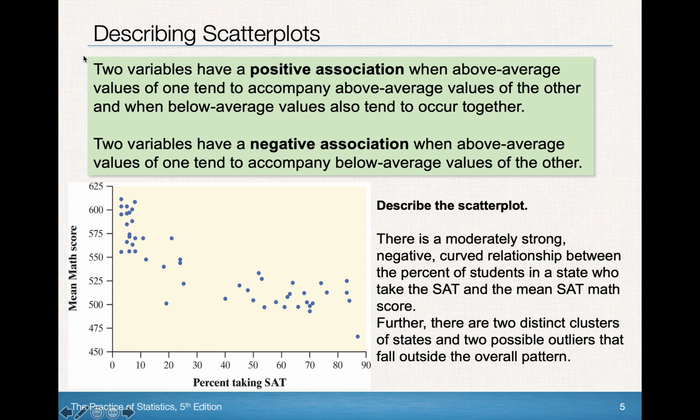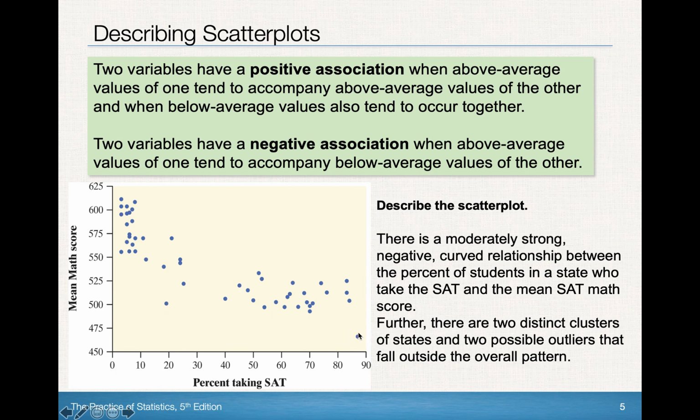I actually think there's two clusters, right? There's a cluster between 0 and 20, this cluster here, and then there seems to be another cluster over here. So if you're asking me, there are two distinct clusters. And if you look at the answer here, it says there are two distinct clusters of states and two possible outliers. Okay, so we have outliers. This is a possible outlier right here, and this seems to be a possible outlier.